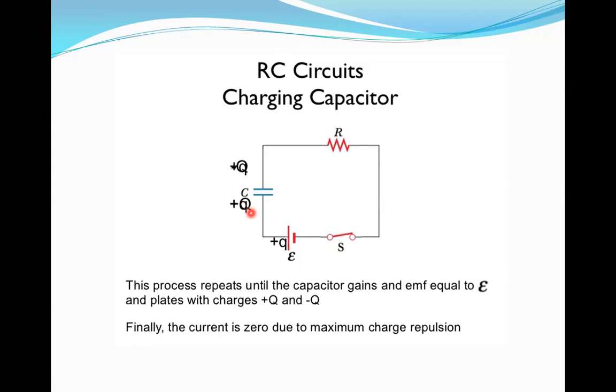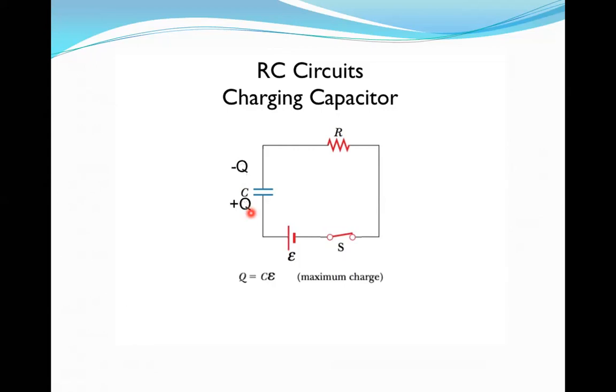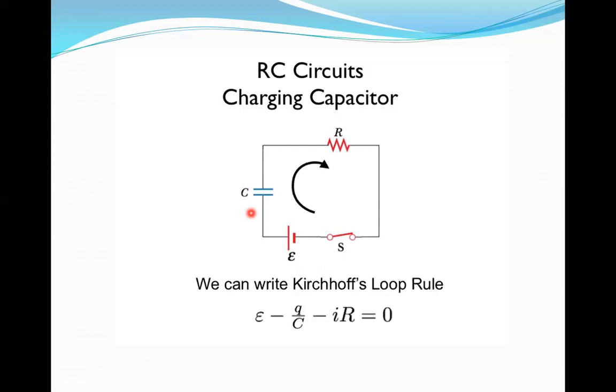Finally, the current is zero due to maximum charge repulsion. So when we say that it is maximum charge, it is fully charged, the current will be zero. So we can say that the maximum charge Q should be equal to what? C is the capacitor value. So C into E, we can say it as the maximum charge in the condenser. So we can also say that Q naught is equal to C into E.